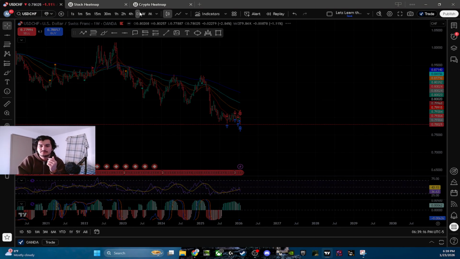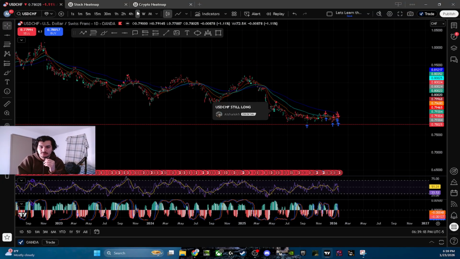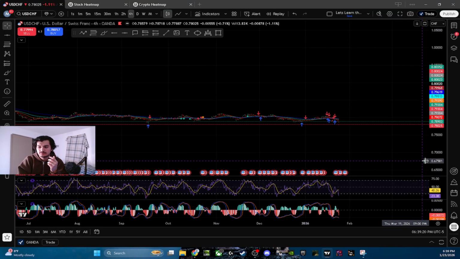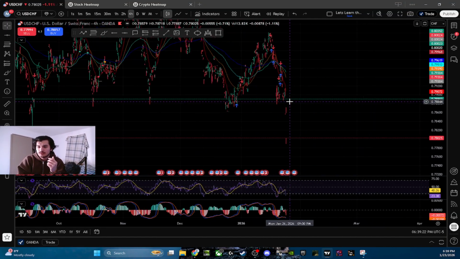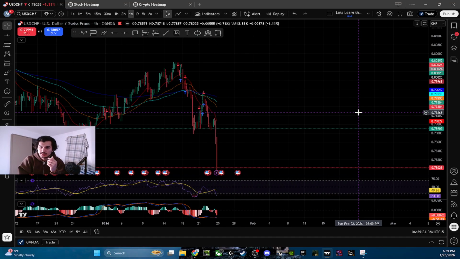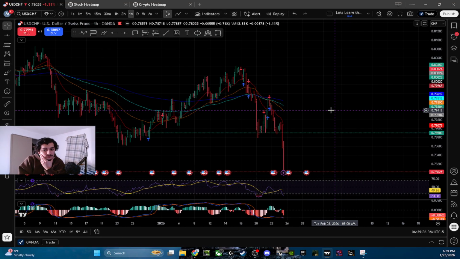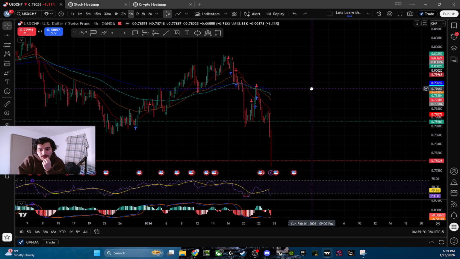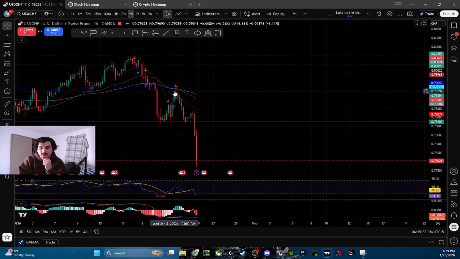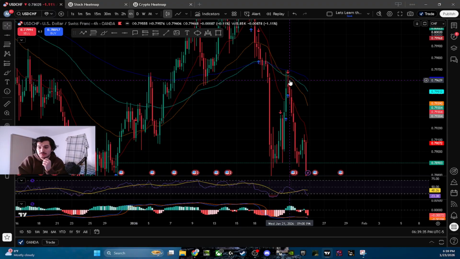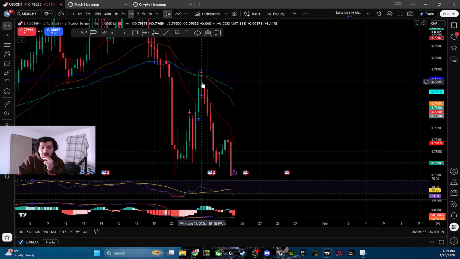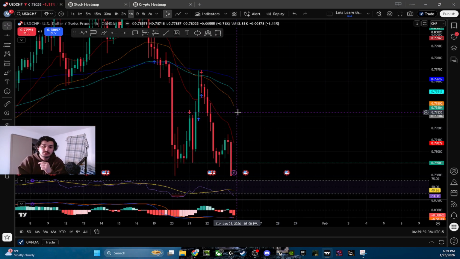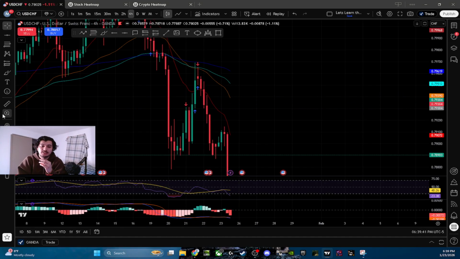Downtrend. Oh, look at that. Downtrend. Look at that. It rejected off the 100 and 200 EMA. Continue down. And these are pretty huge moves.